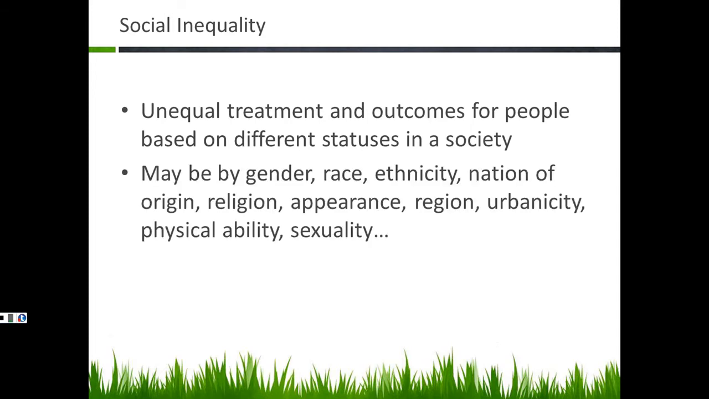These statuses could be gender, race, ethnicity, nation of origin, immigration status, religion, appearance, if someone's considered attractive or unattractive, region of the country, urbanicity, that is if they're from an urban or rural or suburban place, physical ability and disability, and of course sexuality, as well as lots of other ways that we distinguish between people.